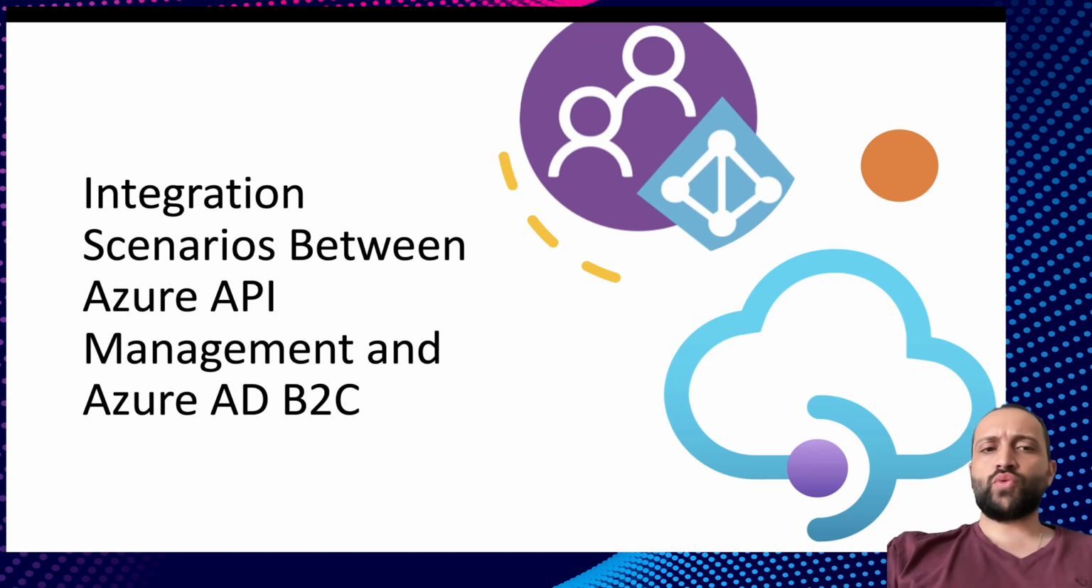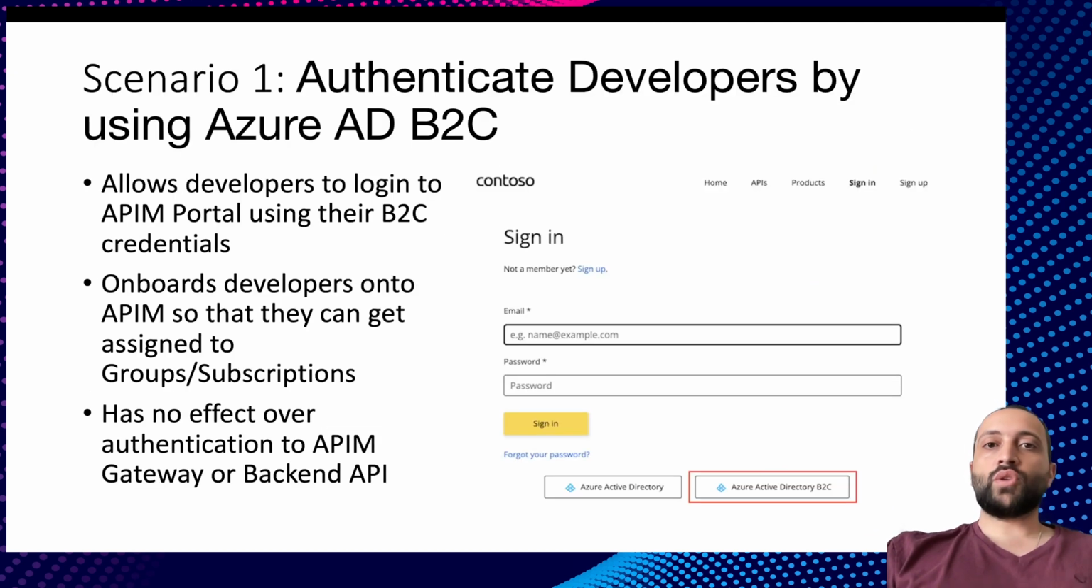The first thing I usually start my videos with is why you would want to do that sort of integration. What are the use cases where this is going to be useful? There are 4 scenarios that you can do here in integration between APIM and B2C. We'll take a look at those scenarios one by one, and we'll explain the differences between all of them. The first scenario allows you to authenticate developers using Azure AD B2C.